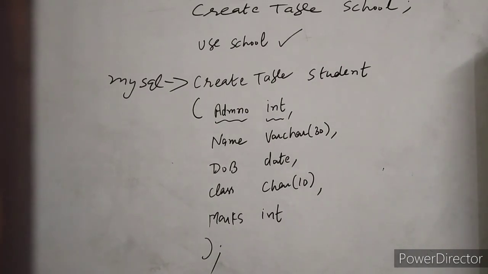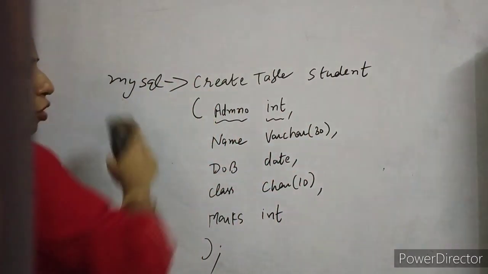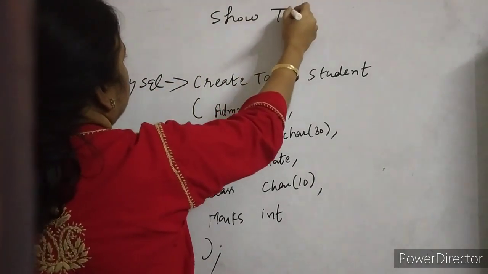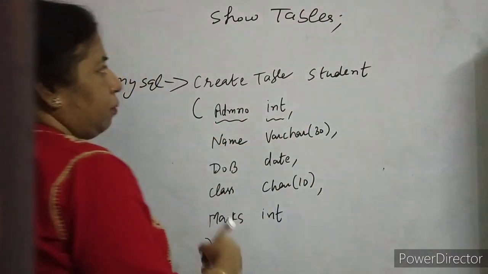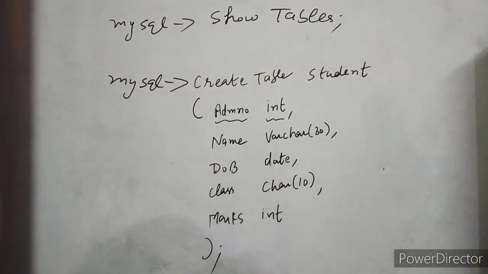Now the table is created in my database. How will I see it? If I want to check the names of the tables in my database, I can use the command show tables on the MySQL prompt. If you have created a table and after so many days you forget the name of the table, you can check the list by giving the command show tables. Then a list will be displayed with all the names of the tables in a particular database.